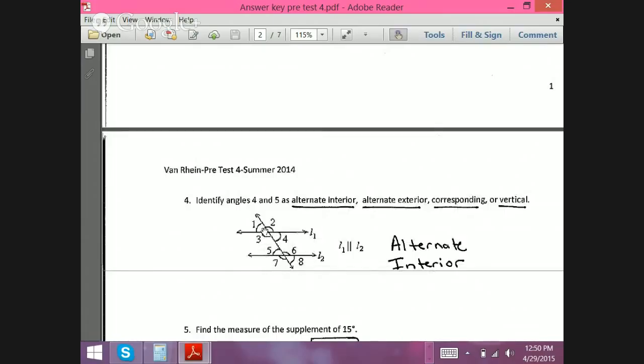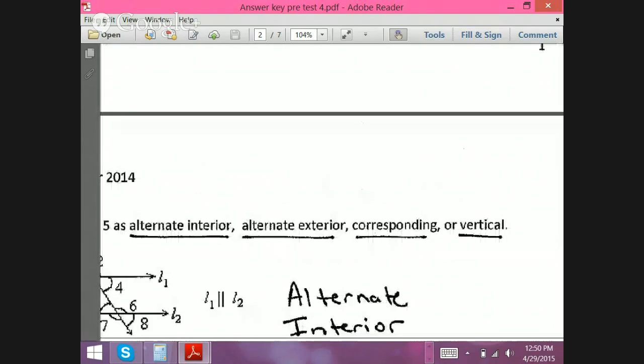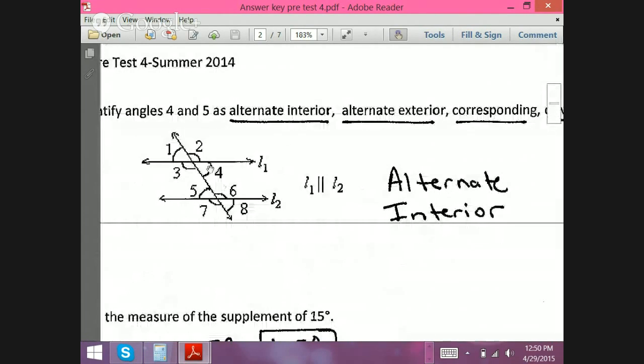Vertical angles are congruent. Alternating interior angles are congruent. So 7, 6, 3, and 2 are all congruent. And there's different ways you can come about it. 2 and 6 are corresponding, so they're congruent. But 2 and 3 are also vertical, so they're congruent. And 3 and 6 are alternating interior. So if 3 and 6 are congruent, then 2 and 6 have to be congruent because 2 is congruent to 3. So there's more than one way to think about it.